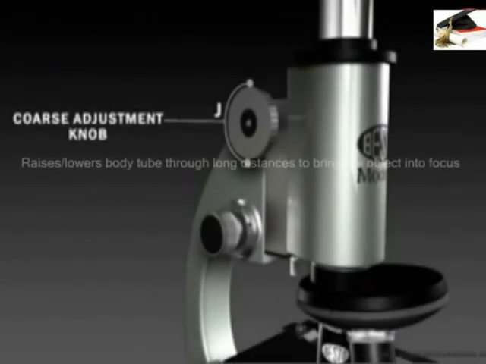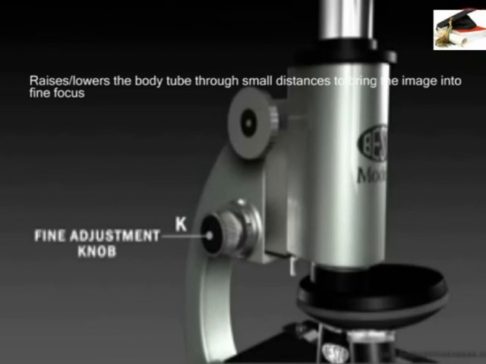The coarse adjustment knob raises and lowers the body tube for longer distances to bring the image into fine focus. The fine adjustment knob raises and lowers the body tube through smaller distances to bring the image into sharper focus. It is mostly used with a high power objective lens.